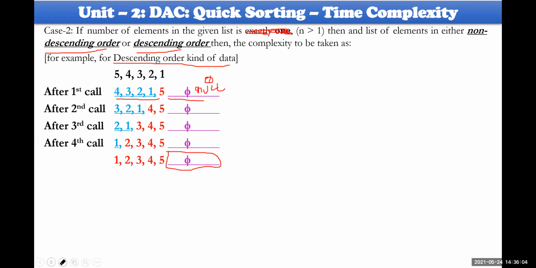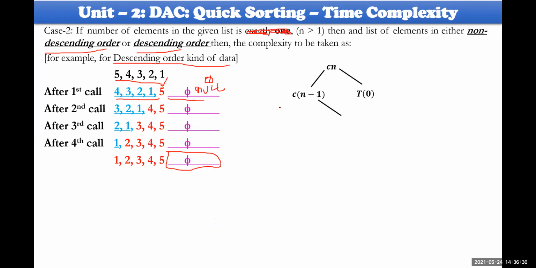Look at this, how this gets evaluated. T of n: initially, the number of comparisons and swap operations will be c n. The number of elements will be n. At the right side, do we have any elements? No, no element is there. That is why T of 0, which is 0. At the left side, you have T of n minus 1. One element is already sorted. How many elements are there here? n minus 1. So the number of swaps will be n.